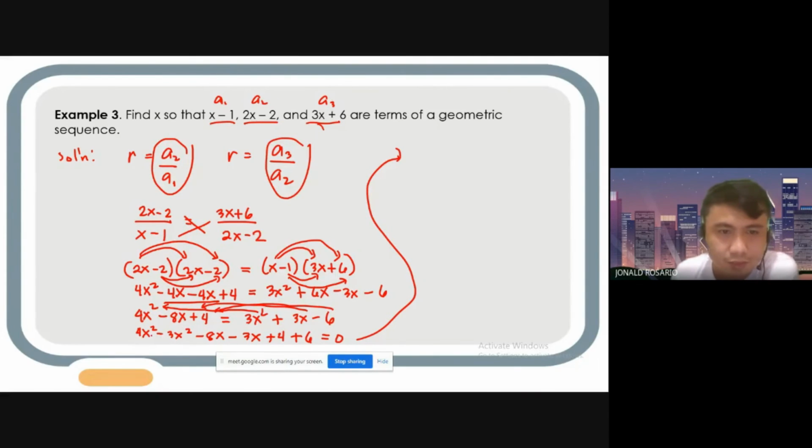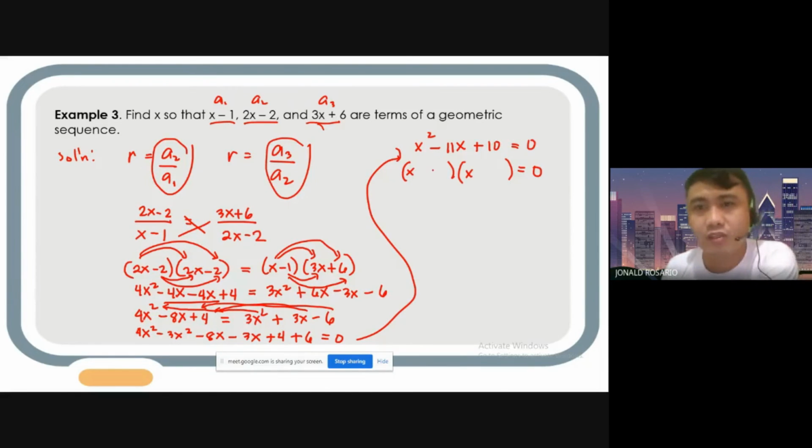Okay. So ito combine natin. 4x squared minus 3x squared is x squared na lang. Minus 8x minus 3x is minus 11x. 4 plus 6 is plus 10. Okay, so we can now factor them. Ano ba yung mga factors ng x squared? We can have x and x. Factors ng 10, pag pinag-add negative 11. So parehas na negative, tsaka negative. Okay, kasi negative 10x plus negative 1x is negative 11x.